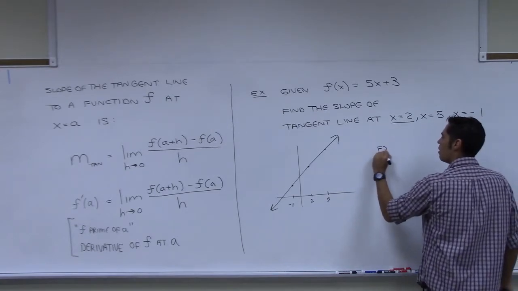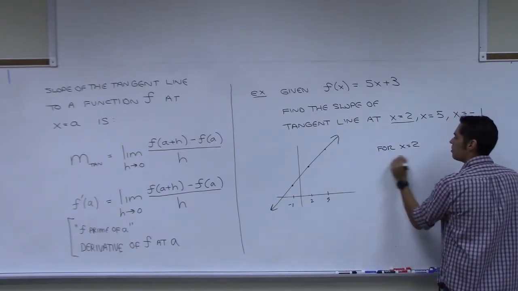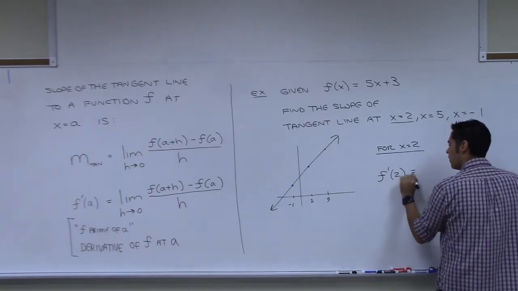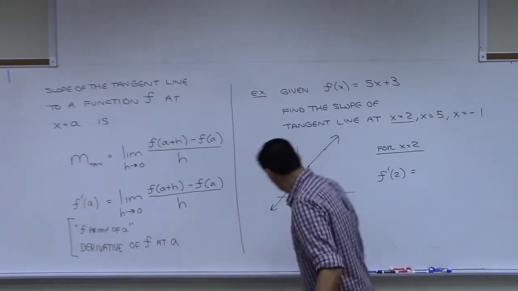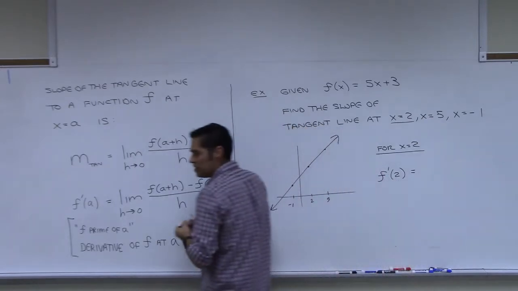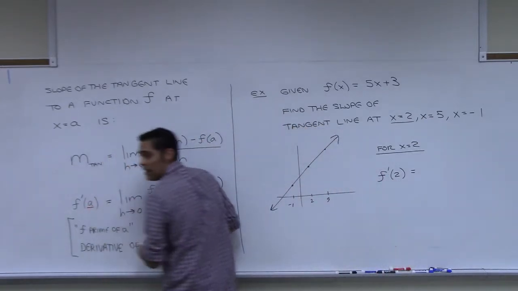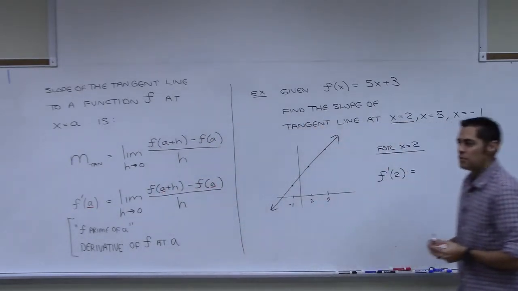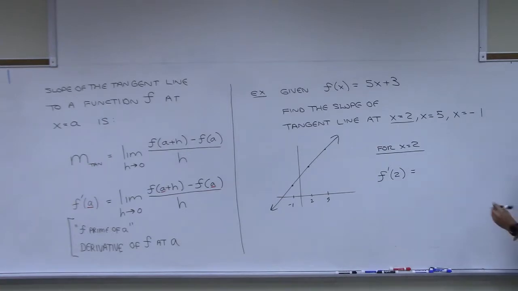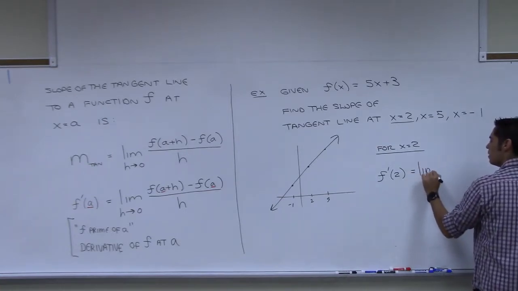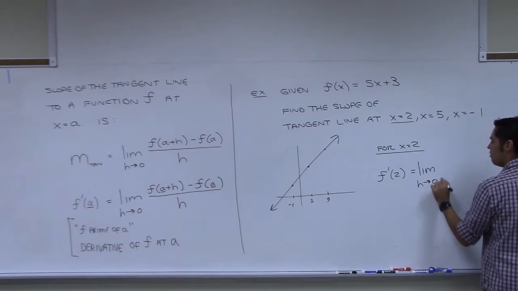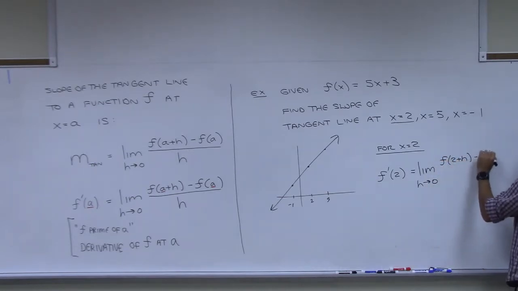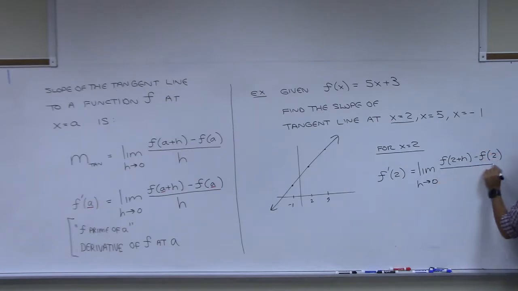So for x equals 2, here's the work. I need to find f prime of 2, which according to this formula, 2 is the a, right? 2 is the a. And so I'm going to put that there and put that there. So let's write the formula out and see what we get. Limit h goes to 0, f of 2 plus h minus f of 2 all over h.